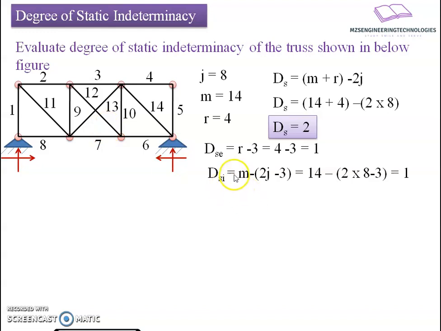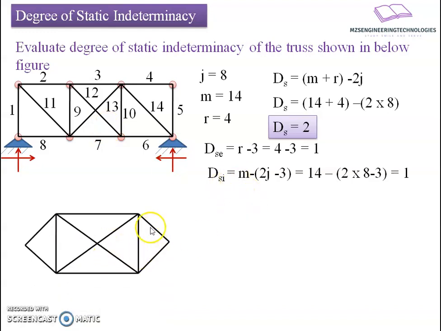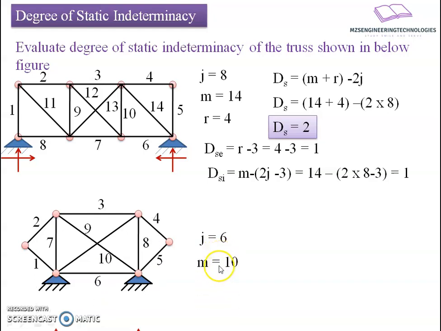Okay. Now let's move to the second example here. The second truss is shown in the figure, and the supporting system is here. Two hinge supports are there. What's the first part? We have to count the number of joints here. The number of joints is 6. The number of members count is 10, and the number of reactive forces count will be 8.